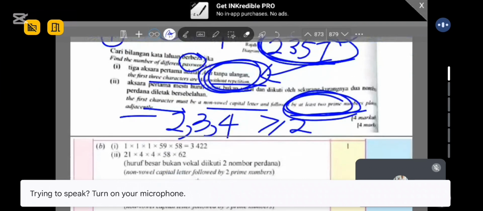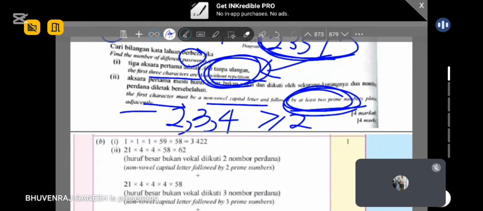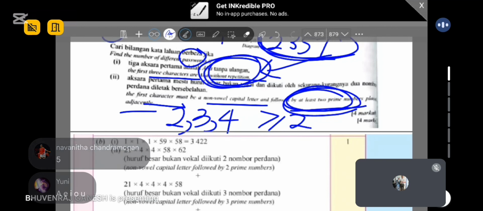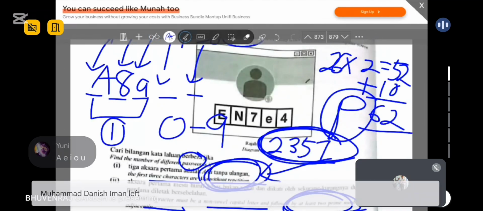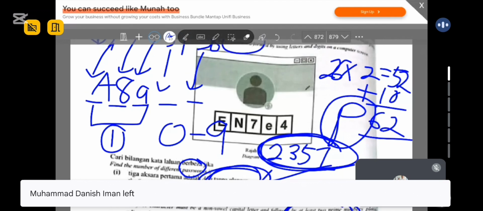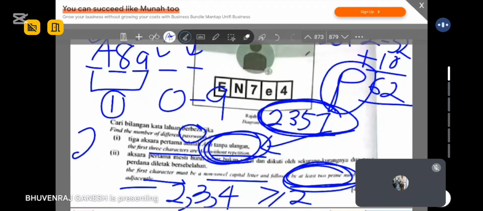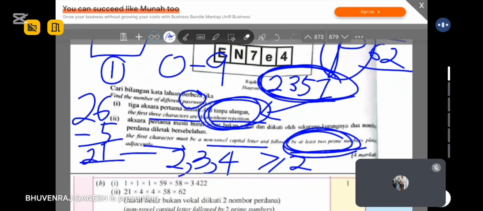Now, first case is 2 prime numbers. 2 nombor perdana. Again, it is 5 digits. So first digit, non-vowel. Non-vowel means what, guys? How many vowels do we have in this world? May I know? Berapa huruf vokal kita ada? Who gave a wrong answer? Okay, lucky you all correct. The answer is 5. So 26 total minus 5, so consonants, you have 21, guys. 21 consonants. So non-vowel means consonant lah.